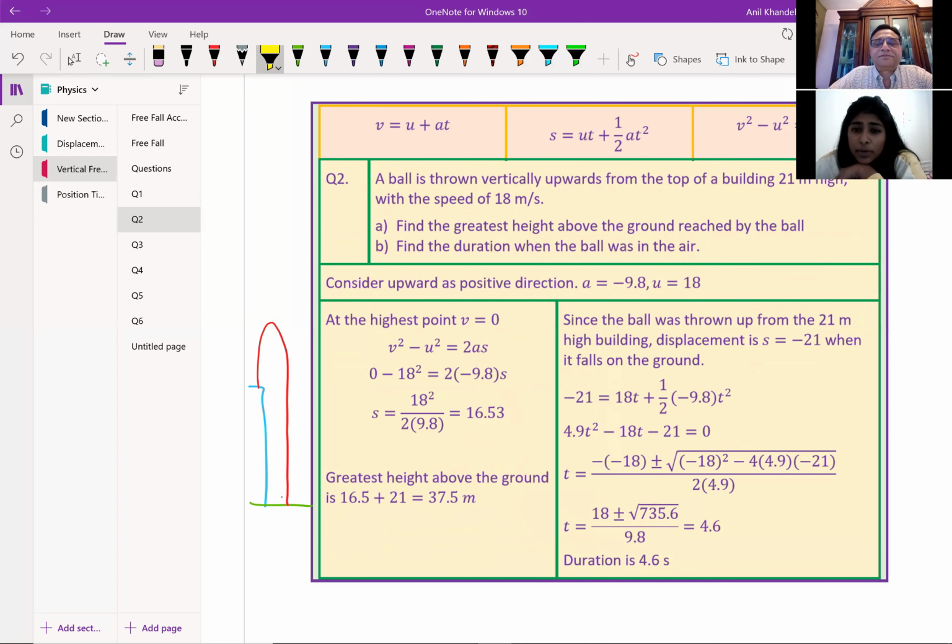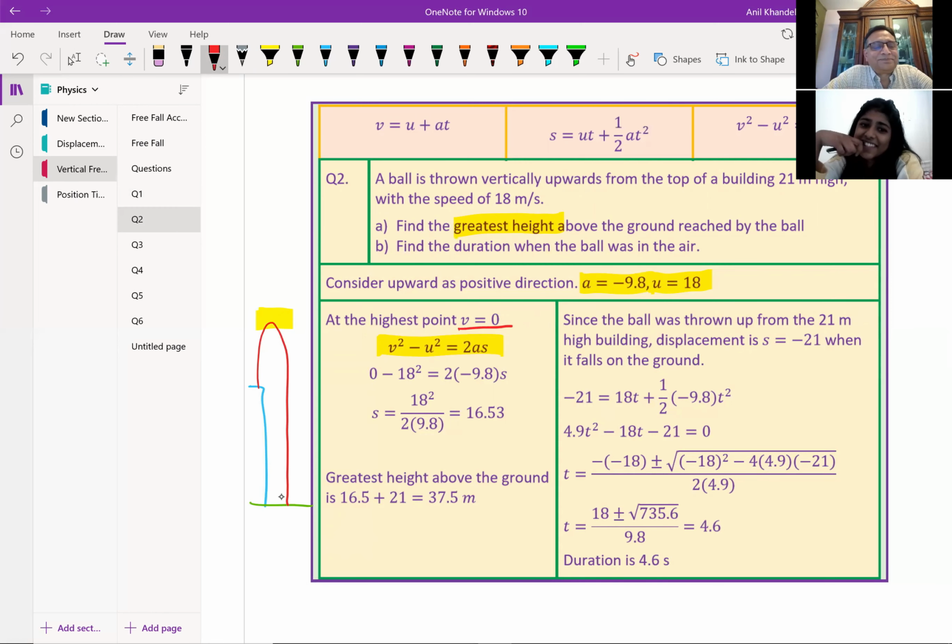And then the building is 21 meters high. So it's thrown upwards from the top of a building 21 meters high. Find the greatest height above the ground reached by the ball. The initial velocity would be 18 meters per second. So we've got A and we've got U. Find the greatest height, so you have to find S. The final velocity is also known because when you reach the maximum, the final velocity is 0.